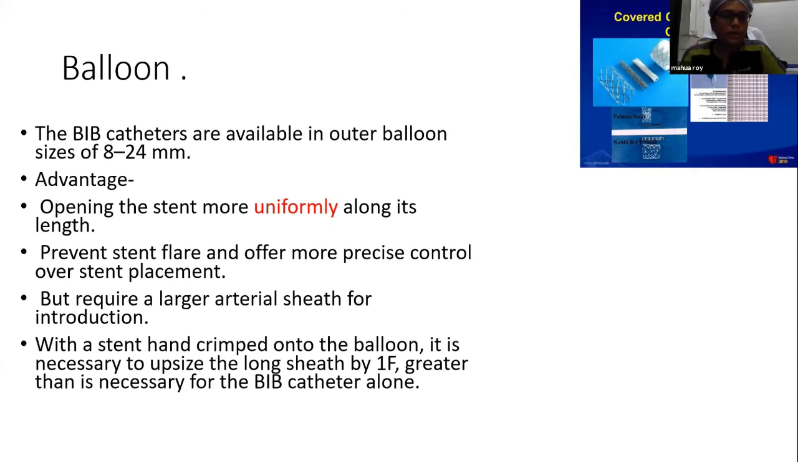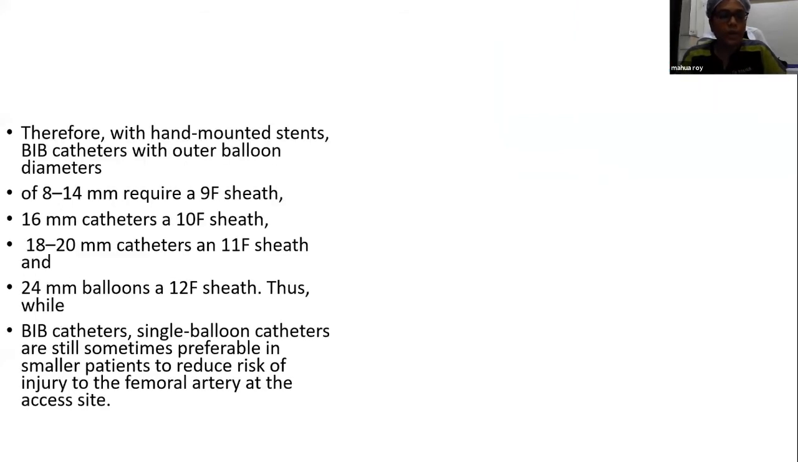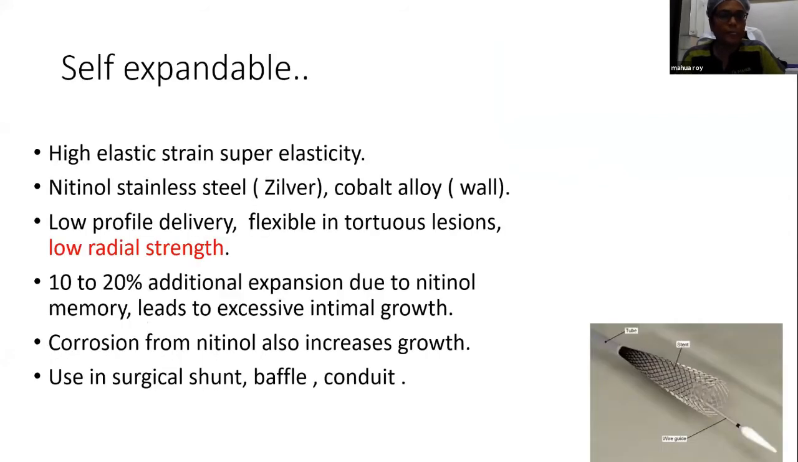Balloon-wise, it is written everywhere that the BIB balloon is preferred because opening of the stent is more uniform, and there are other advantages. But there are some disadvantages. If we are using a BIB balloon, then the sheath size has to be upgraded. So sometimes if we are dealing with a smaller tip, then we may use a single balloon. And the self-expandable stent, I have already mentioned, is made up of nitinol. It is very super elastic. It is very low profile.